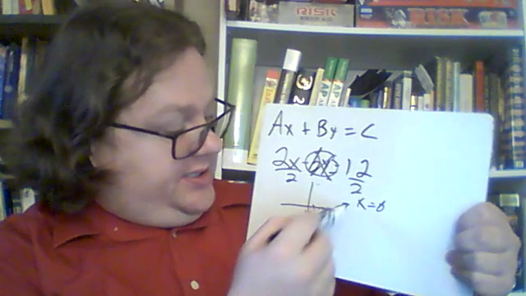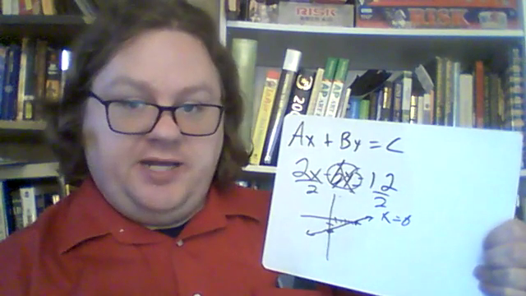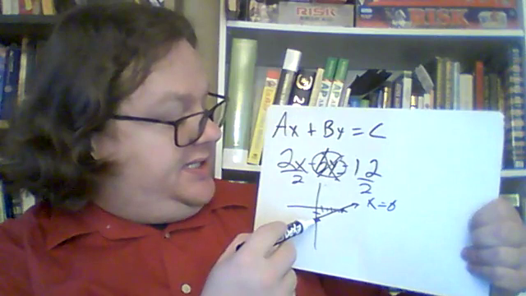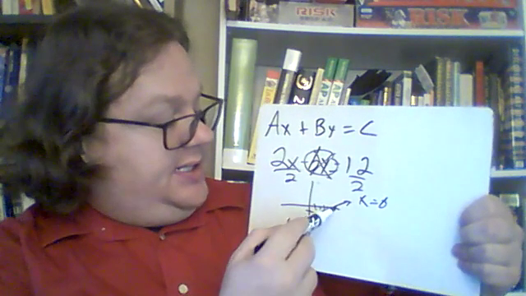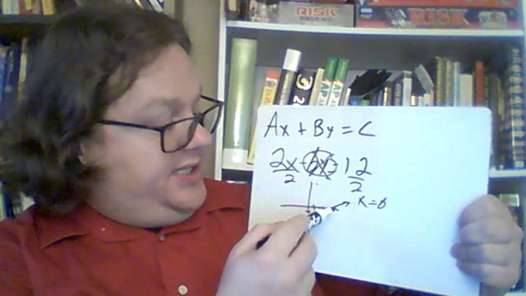Just little arrowheads, because the line goes on into infinity. This is the y-intercept, because this is where it's touching the y-axis. This is the x-intercept, because that's where it's touching the x-axis.